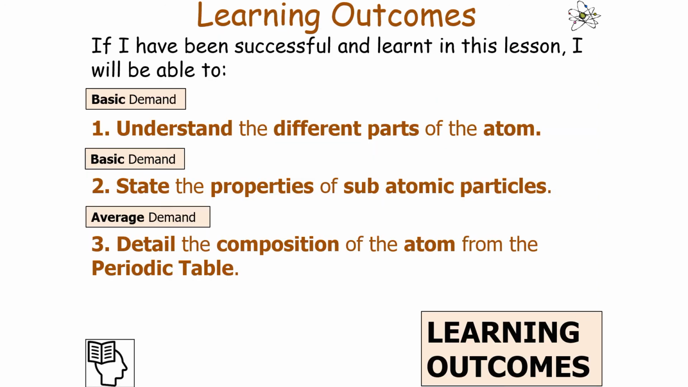So if we've been successful and learnt in today's lesson, we should be able to understand the different parts of the atom, state the properties of the subatomic particles, and detail the composition of the atom from the periodic table.